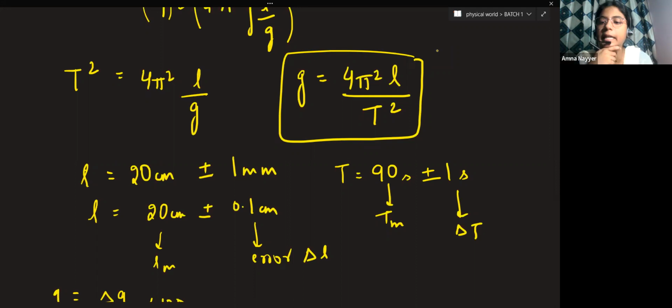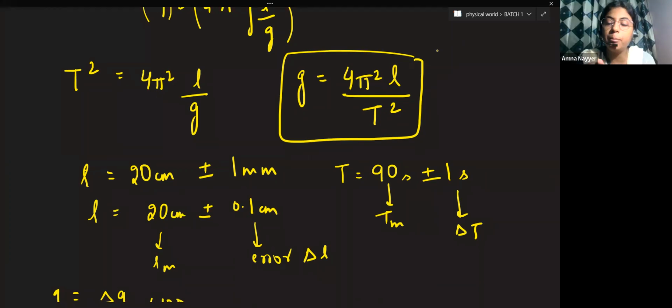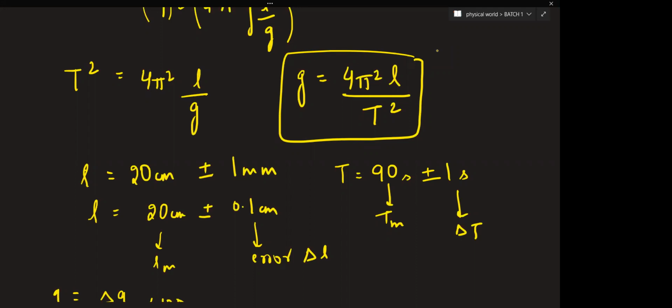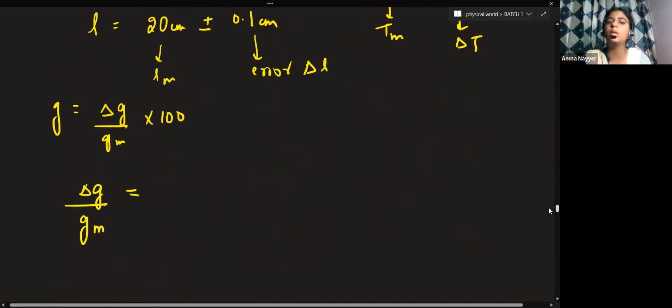Yes, L will be delta L by Lm, not 20. The way I have written delta g by gm, I will write delta L by Lm. And the power 1 is there, so you will multiply it by 1. So that will give you delta L divided by Lm.